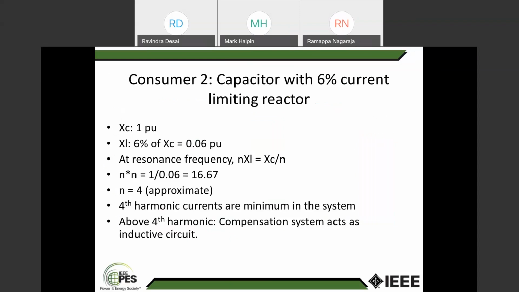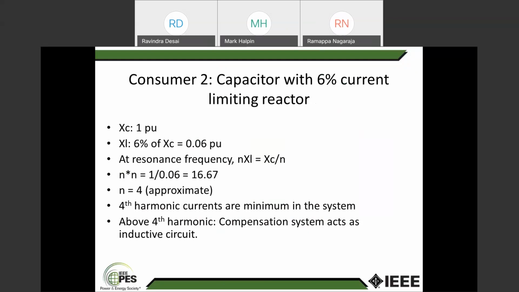Rather than having a simple capacitor without a current limiting reactor, assume that we design the capacitor bank with a 6% current limiting reactor. What is the advantage of having a current limiting reactor? When you energize the capacitor bank, there is an inrush current. That inrush current gets minimized. If you have to energize two parallel capacitor banks also, that problem will not be there because the inrush current gets minimized.